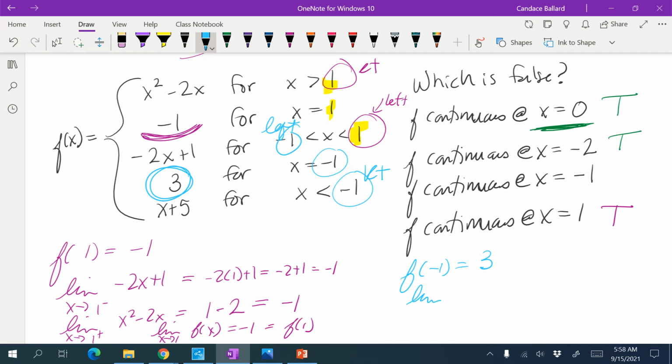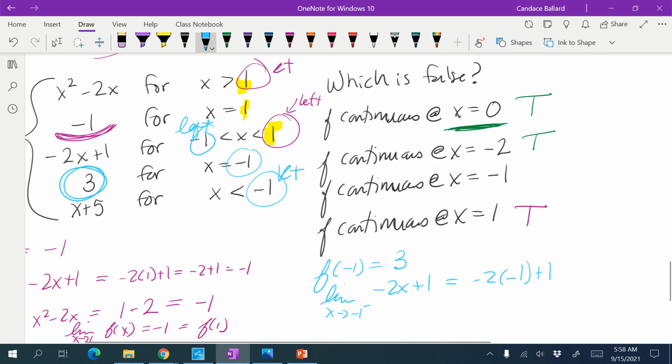So the limit as x approaches -1 from the left of -2x plus 1. So I get -2 times -1 plus 1. -2 times -1 is 2, plus 1 is 3. So that looks pretty good. Now I have to do the other direction. So the limit as x approaches -1 from the right of x plus 5. And I put -1 plus 5. Ooh, that's 4. These are not equal. So therefore the limit does not exist, or it's not continuous there. So that is going to be our false statement.